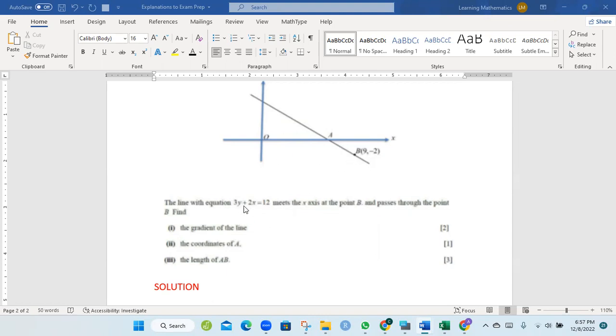So to find the gradient of the line, we need to rearrange the equation to make y the subject of the formula. Get it in the form y is equal to mx plus c. So the coefficient of x, meaning the number in front of x, will be the gradient. So we must rearrange this equation and make y the subject of the equation.